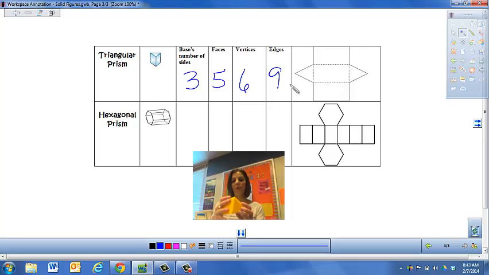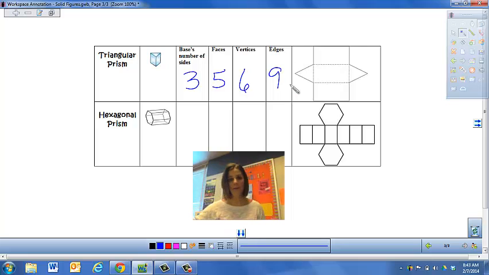Now with this net, you can see your picture, and here I have this shape again. As you can see, here are your bases. The base is a triangle, so right away that's your indication that it's a triangular prism.